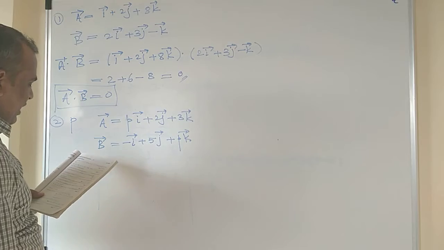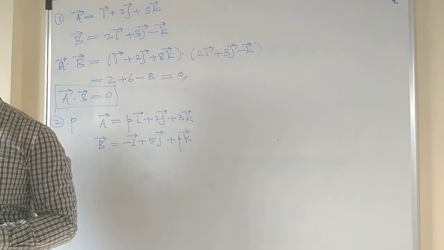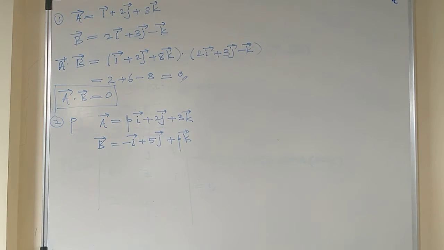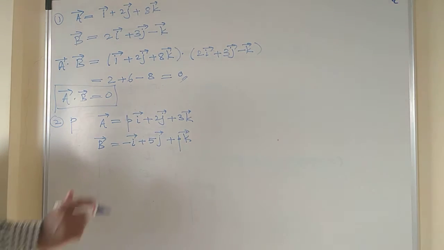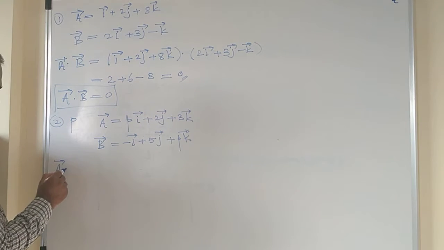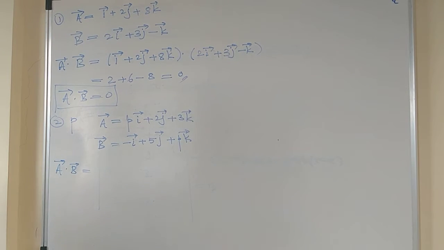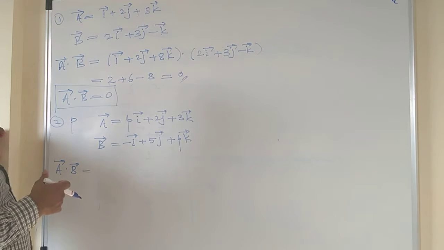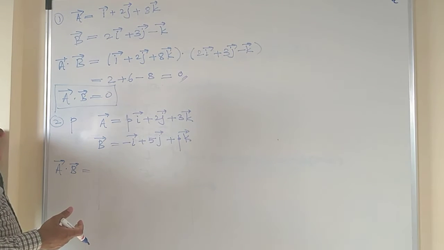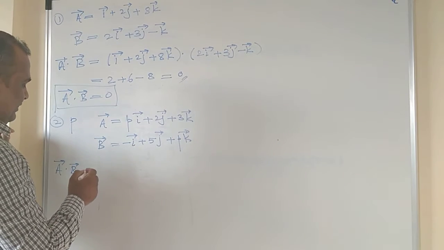perpendicular. Find the value of p which makes the vector a bar and b bar perpendicular to each other. Again the same kind of problem. Take the dot product, and the dot product of these two vectors is equal to 0. That means you have to equate it to 0 because both vectors are perpendicular to each other, which is given in the problem.